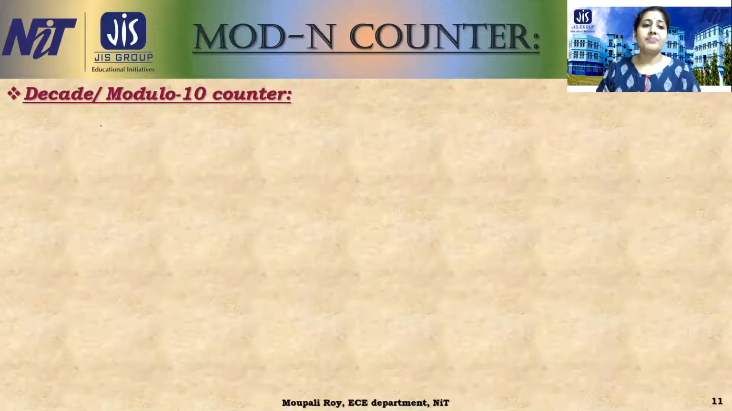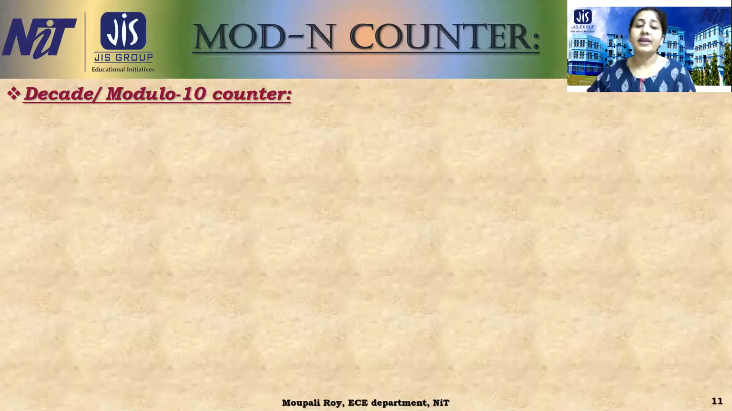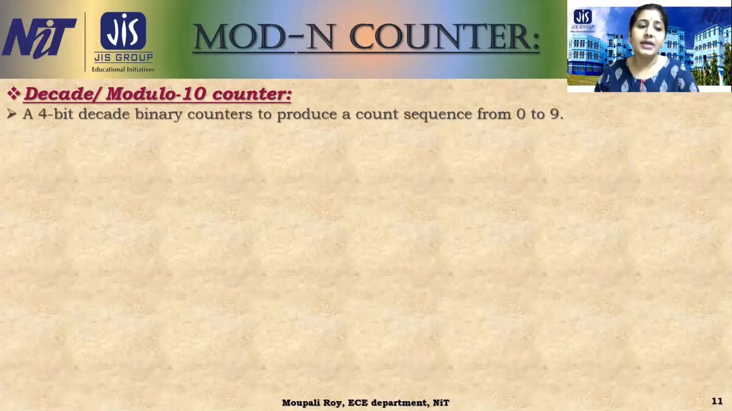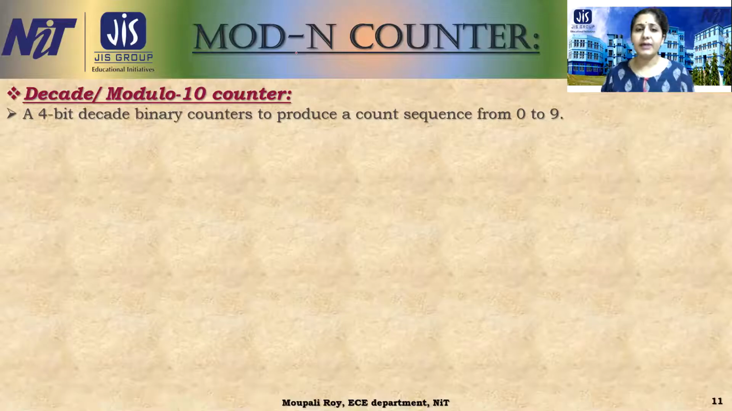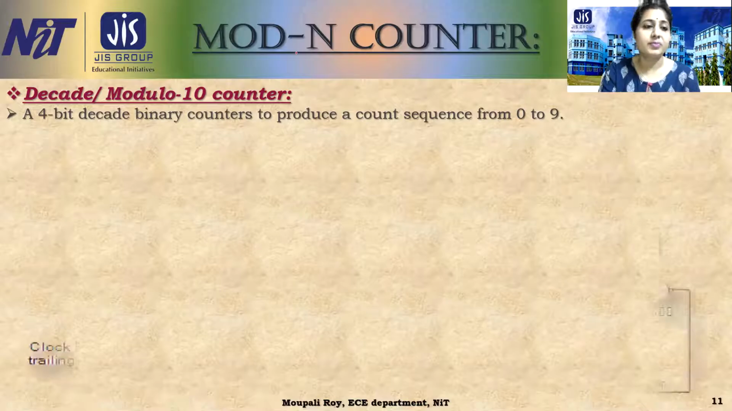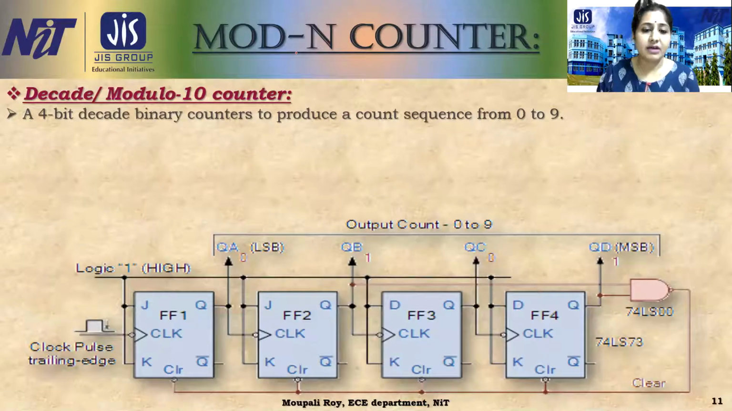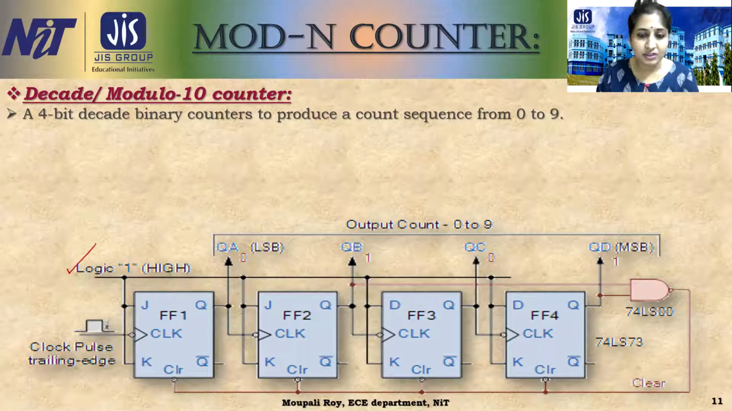In the same way, we are getting the decade or modulo 10 counter. How we are getting? A 4-bit decade binary counter. This decade binary counter is also used when we are discussing the synchronous counter. In that time also we are using this modulo 10 counter. Today we are discussing the first part. A 4-bit decade counter. This is the circuit of the 4-bit decade counter. We are logically giving the 0 there.